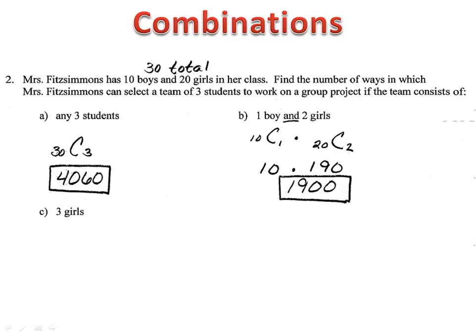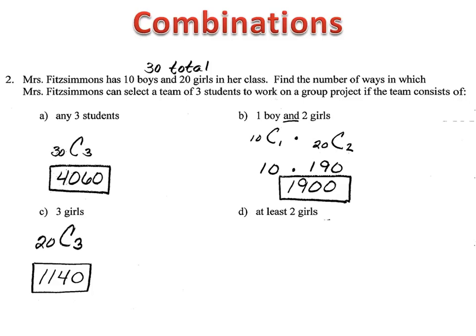In example C, she wants a group that has 3 girls. She has 20 girls. She's going to choose 3 of them, so we have 20C3. She could make 1,140 groups of 3 girls.